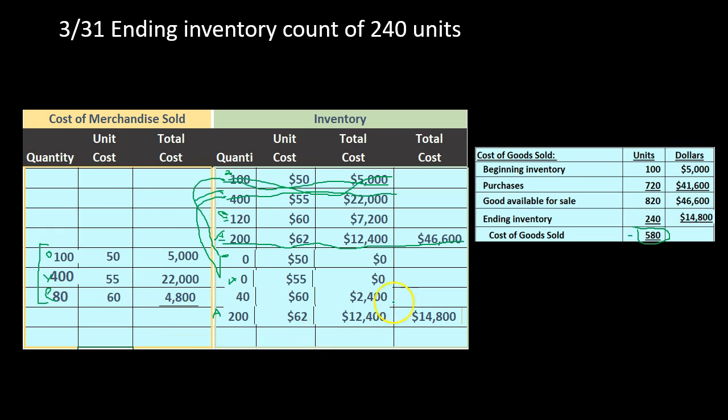Now we have the ability to complete this. We can say the ending inventory is going to be that 14,800, and then the 46,600 minus that 14,800 will be the cost of goods sold, 31,800, or 5,000 plus 22 plus 4,008 would give us that 31,800.